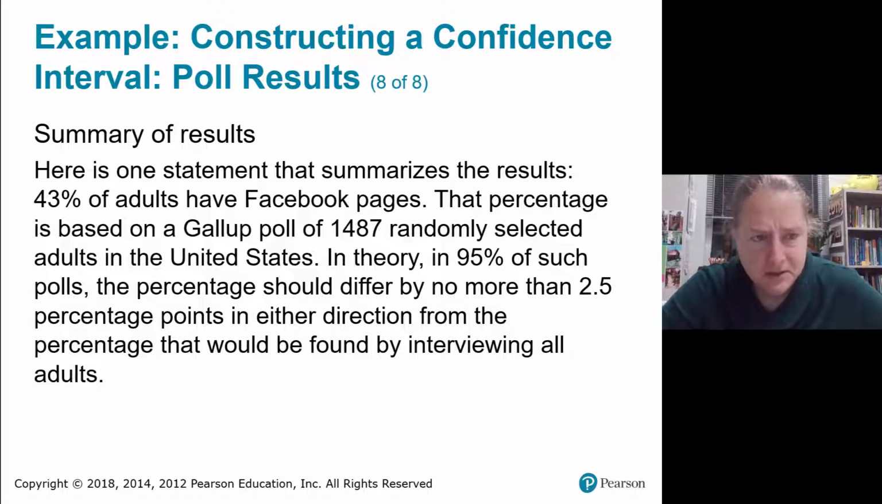All right. So our summary of results, what you might write as that newspaper reporter. This is one statement that summarizes the results. There could be many other ways to put this. So 43% of adults have Facebook pages. That percentage is based on the Gallup poll of 1,487 randomly selected adults in the United States. In theory, in 95% of such polls, the percentage should differ by no more than 2.5 percentage points in either direction. That's our error coming out to play. From the percentage that would be found by interviewing all adults.